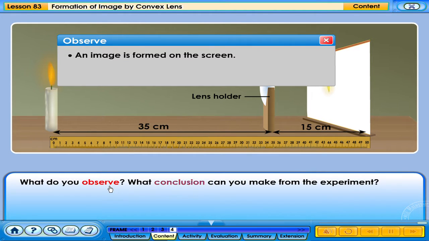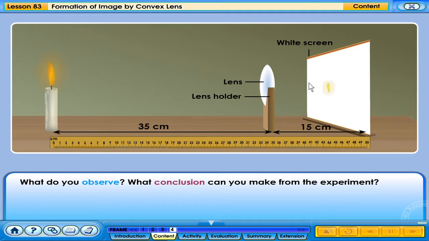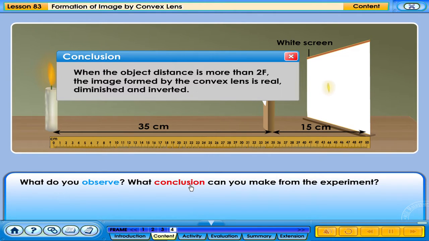An image is formed on the screen. The image formed is smaller than the size of the object and it is inverted. When the object distance is more than 2F, the image formed by the convex lens is real, diminished and inverted.